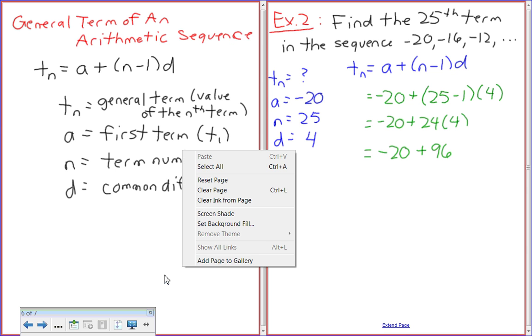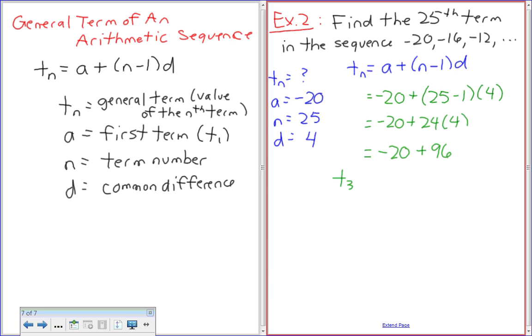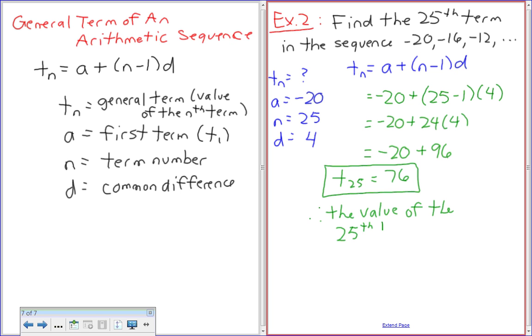Okay. So we're looking for the 25th term here. Whoops, I can't write properly. Sorry, Frankie. Therefore, the value of the 25th term is 76. Okay? So again, after all that trig stuff, this should hopefully be fairly straightforward.